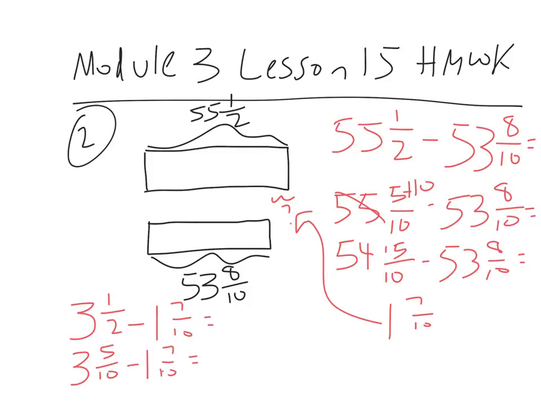Uh-oh, we got to borrow again. Borrow from this 3 and make it a 2. 5/10 becomes 15/10, because I add a whole to it. And now I can do the borrowing. I get 2 minus 1 is 1. 15 minus 7 is 8. And my answer is 1 8/10. And that's how much more he'll need to lose.